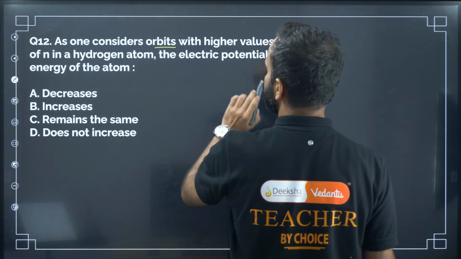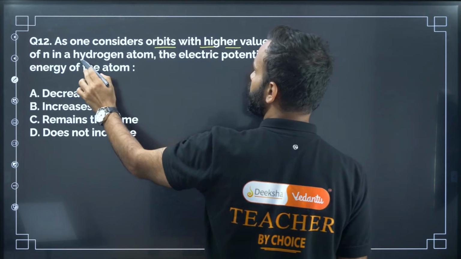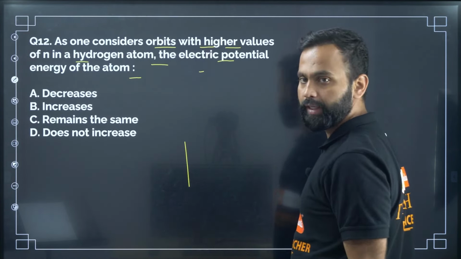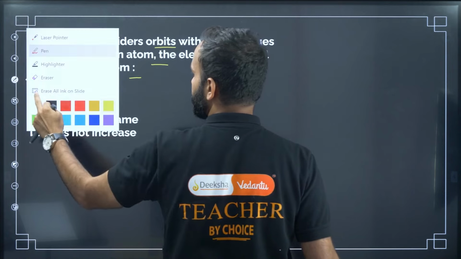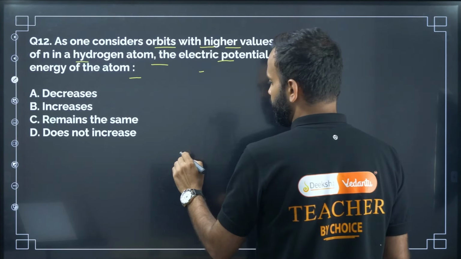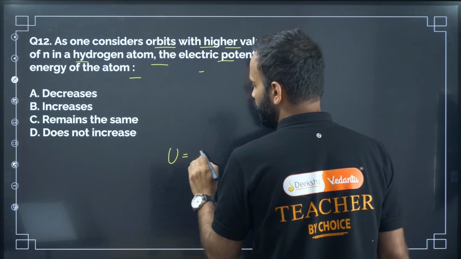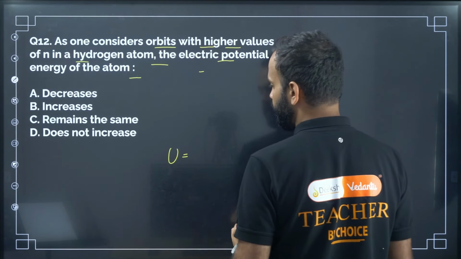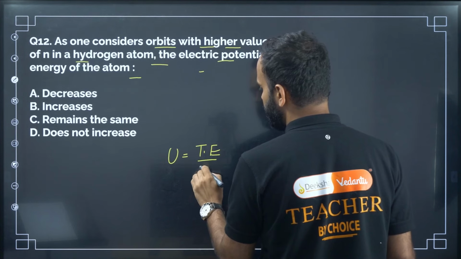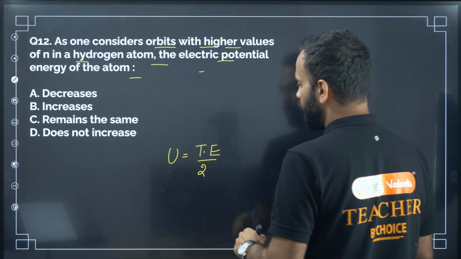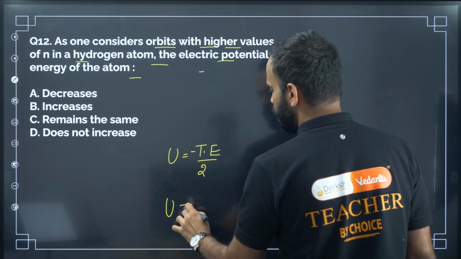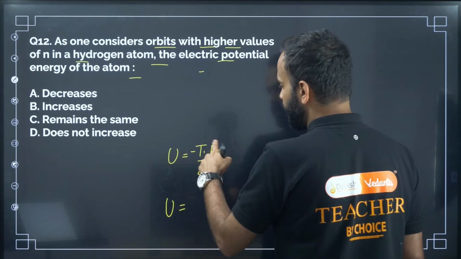As one considers orbits with higher values of n in the hydrogen atom, what happens to the electric potential energy of the atom? The electric potential energy U is equal to minus total energy divided by 2. So the electric potential energy of the system, U, is equal to minus total energy divided by 2.